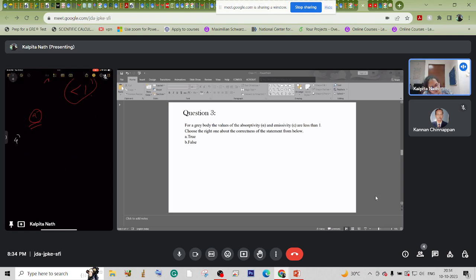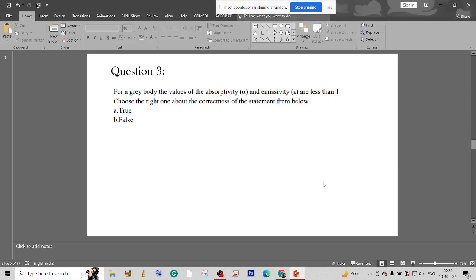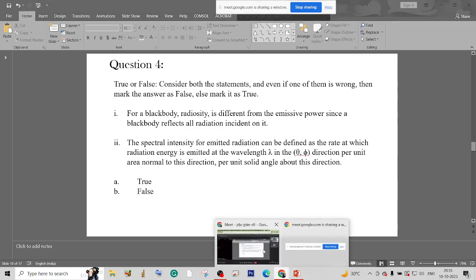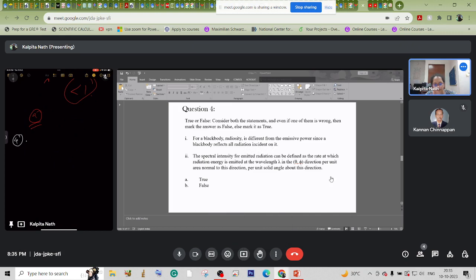Now let us proceed to question number 4. Consider both statements. Even if one of them is wrong, then mark the answer as false, else mark it as true. For a black body, radiosity is different from the emissive power since a black body reflects all the radiation incident on it. The spectral intensity for emitted radiation can be defined as the rate at which the radiation energy is emitted at a wavelength lambda in the theta phi direction per unit area normal to the direction per unit solid angle about this direction. So tell me whether both of the statements are true, then we'll mark it as true, otherwise we'll mark it as false. I'll give you 1 minute to solve this as well, and then we'll proceed with the solution, like which one of the options is correct. I'll be back in 1 minute.